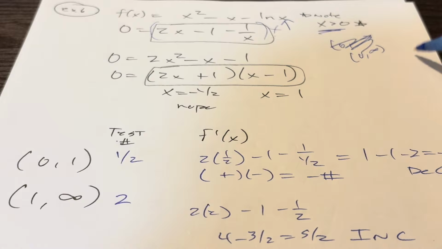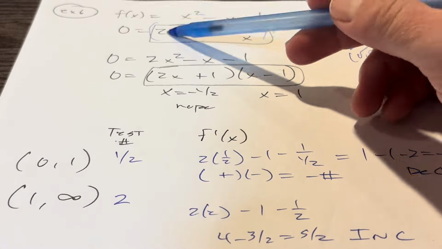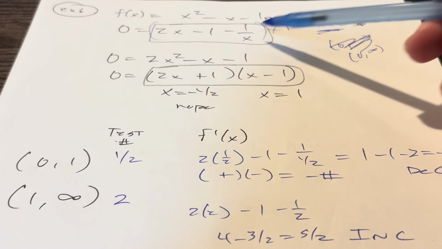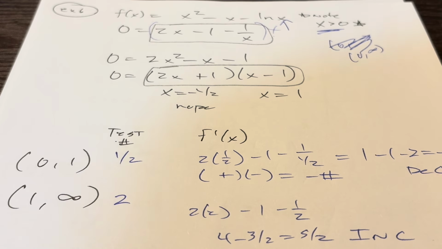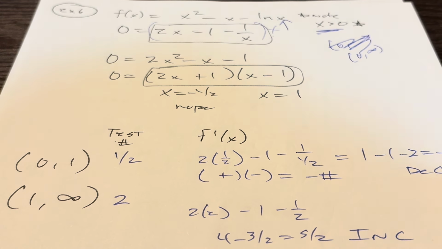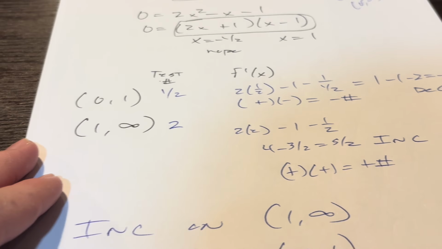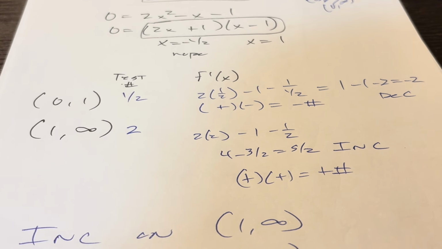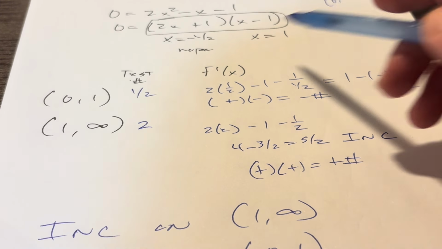It's decreasing. If I plug in 2 here, I get 4 minus 1 minus 1/2, which is positive. And if I plug 2 in here, I get a positive times positive, which is, you guessed it, positive. All right, so it's increasing on 1 to infinity and decreasing on 0 to 1.